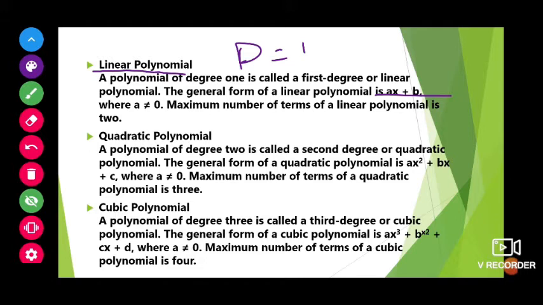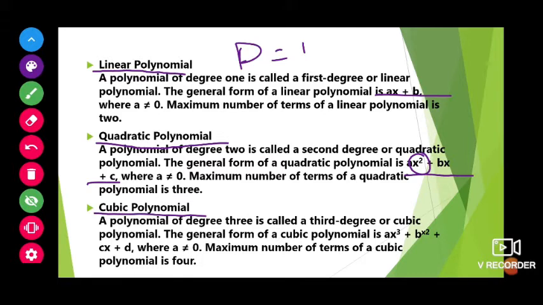Next, quadratic polynomial. What is meant by quadratic polynomial? If the maximum degree is 2, then we will call it a quadratic polynomial. It will be in the form of ax square plus bx plus c. Here a, b, c are constants and x is the variable, and the highest degree we can observe is 2. So this type of polynomial is called a quadratic polynomial.